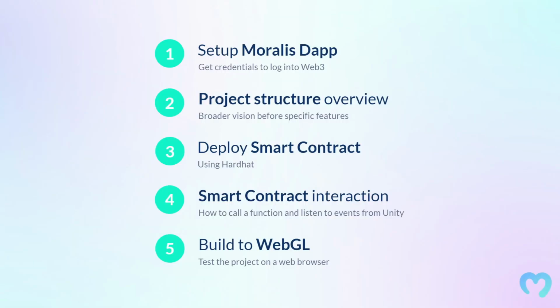Alright, so just to summarize, let's see the structure that the video will follow. First, we're gonna set up a Moralis Dapp and get the credentials we need to log into Web3. Second, I'm gonna show you how the project is structured so you have a broader vision before going into specific features. Then, using Hardhat, we will deploy the smart contract which will contain the OpenGates function. After that, we will learn how to interact with the contract from Unity and listen to the events. Finally, we will learn how to build the project for WebGL.